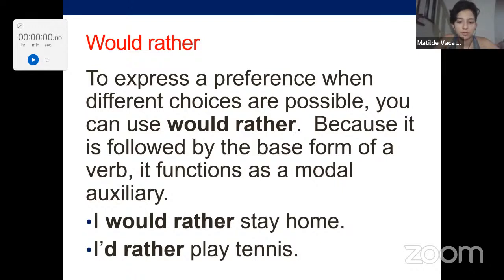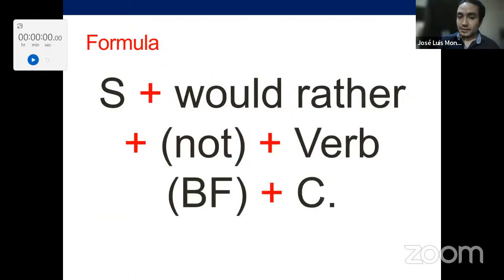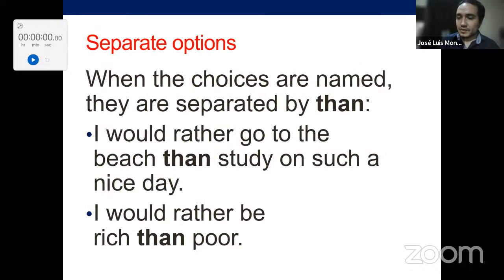It functions as a modal auxiliary. I would rather stay home. I'd rather play tennis. Great, right? Is what you said. You have options, so I would rather do something. Then you can mention one other activity as you did. The formula is very simple. Then, now this is important. We also have to use, in this case, the base verb in the second part.